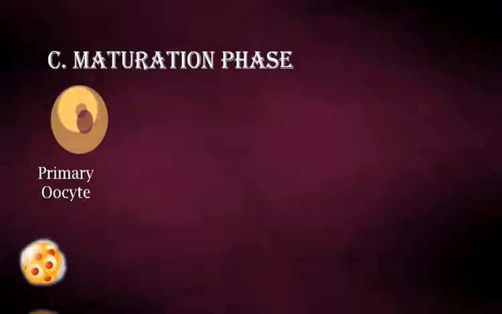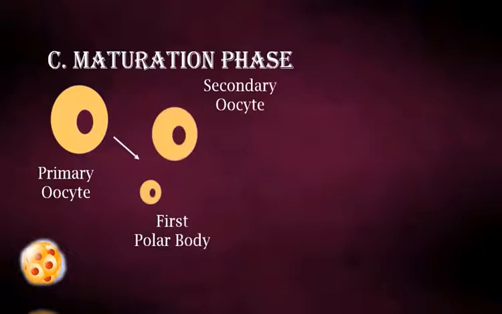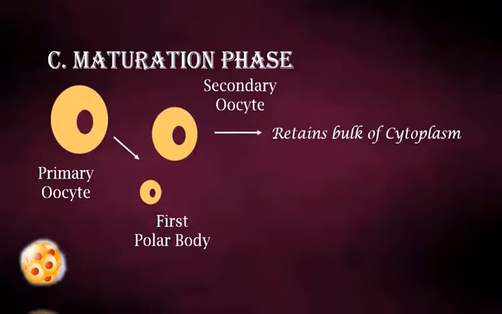Now the maturation phase is just before ovulation, that is the release of the ovum. At this stage, the primary oocyte within the tertiary follicle will grow in size and the first meiotic division is completed. This is an unequal division resulting in a secondary oocyte, which is large, and a polar body. The secondary oocyte retains the bulk of the nutrient-rich cytoplasm of the primary oocyte. This completes the first meiotic division.